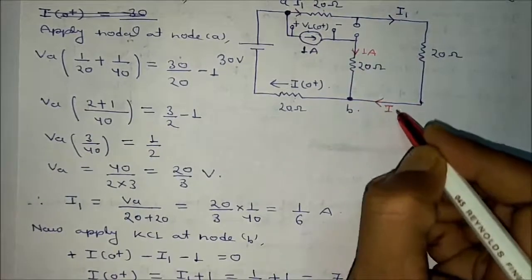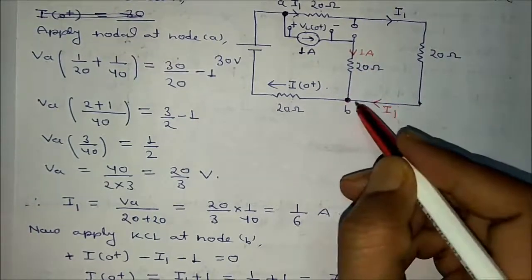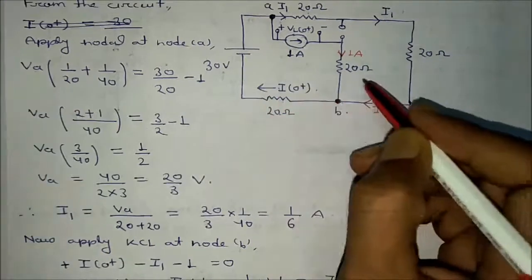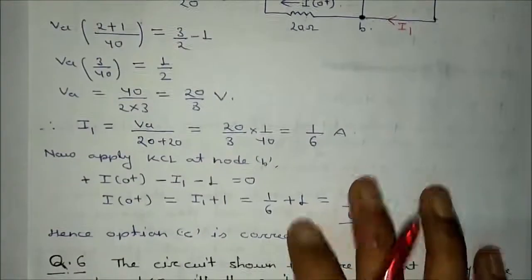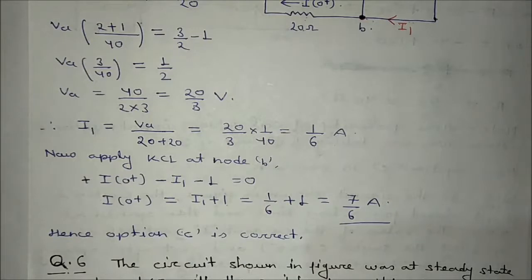This is I1. Write KCL here. If you write KCL here, this is incoming current minus I1 minus 1, this is outgoing plus I0 plus. So I0 plus will be I1 plus 1. 1 by 6 plus 1, that is equal to 7 by 6 ampere. So option C is correct.